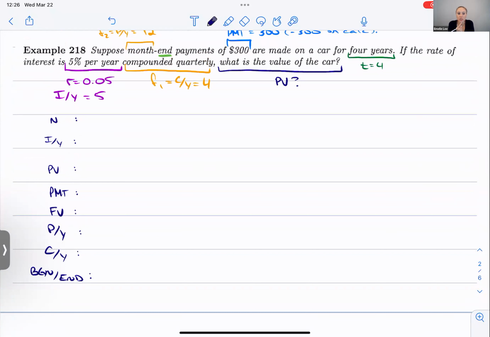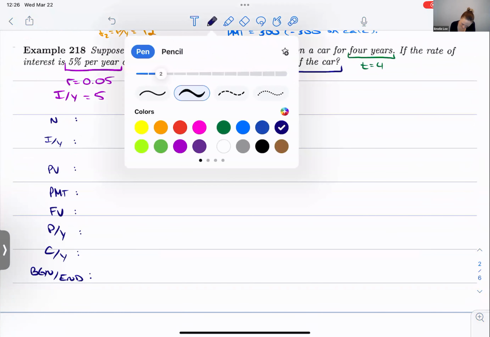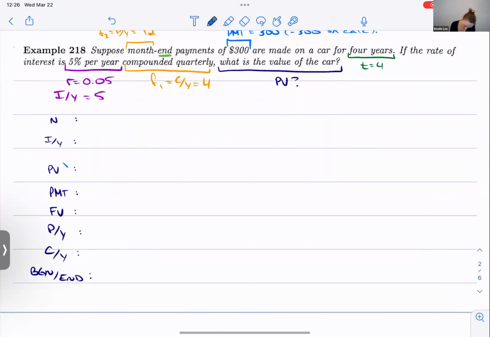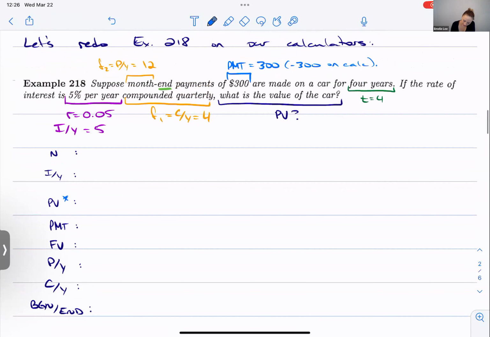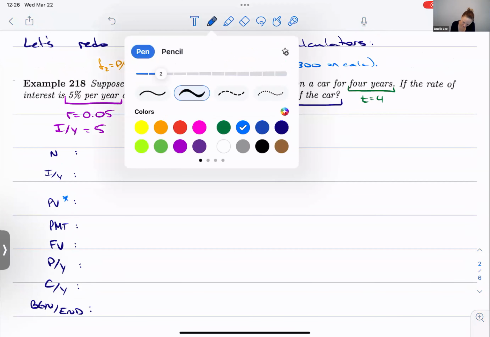I encourage you to use the same kind of methods that we used earlier. So the thing that you want to solve for, I'm going to put an asterisk beside it, just to show that whatever I put here, that's actually the one I solved for. Here we go. N is the number of payments.